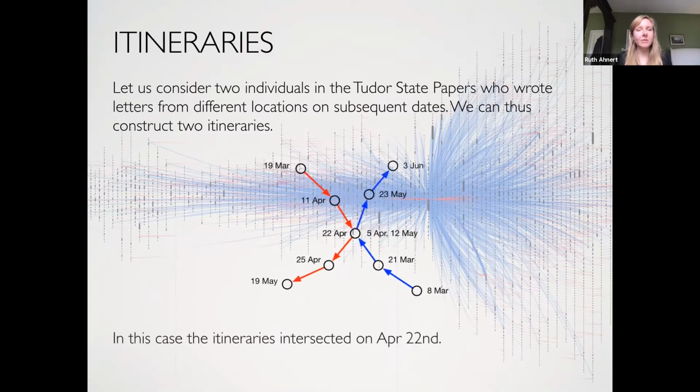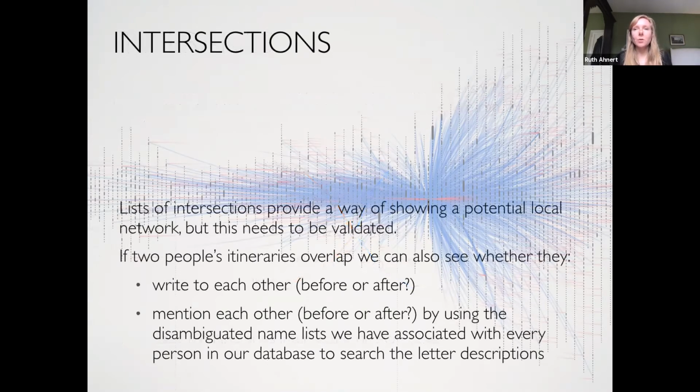So in this case, the itineraries intersected on April the 22nd. So this shows us all sorts of ways we can use this method. If our interest is in adding links to our network that aren't otherwise evidenced by letters, then one way we could use this information is to look for intersections between people who don't otherwise correspond, and then maybe search the contents of their letters for mentions of one another, and that's a method we've used.